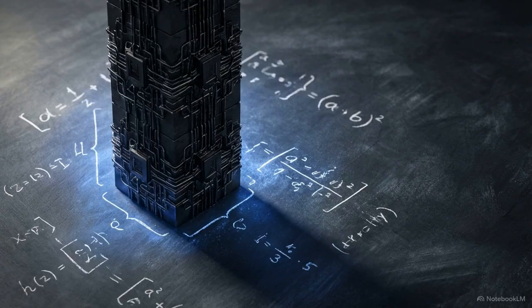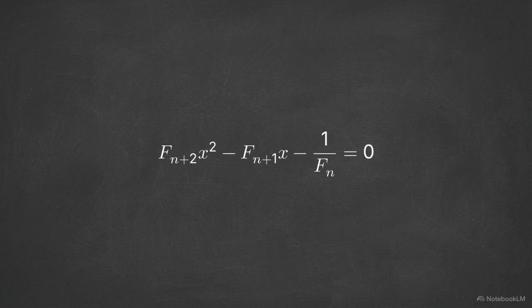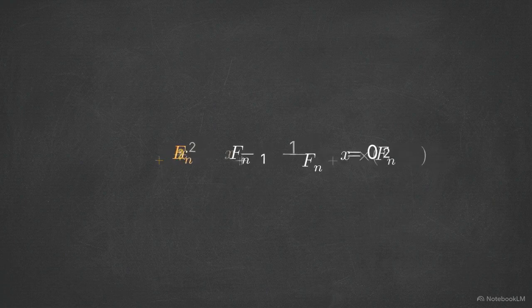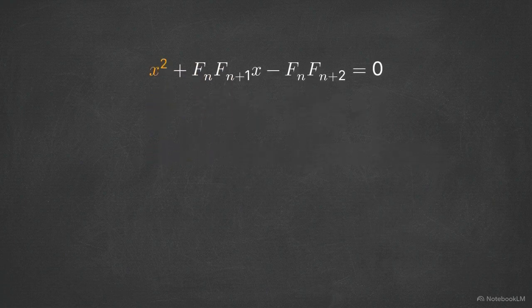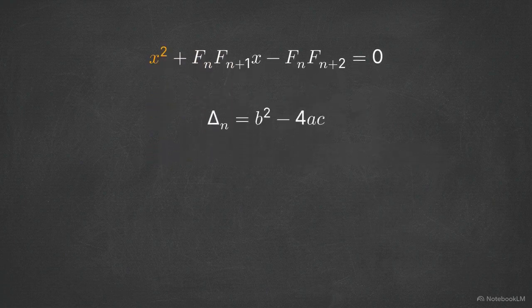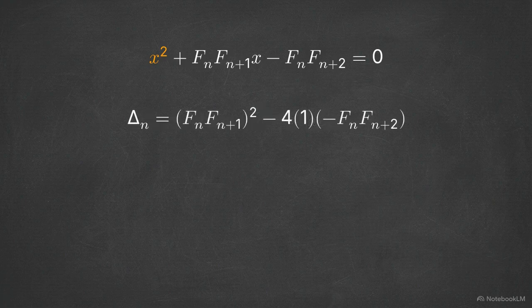We begin with the first component of our proof, the left pillar. Our focus here is on manipulating the original quadratic equation. To isolate the core properties of this family, we need to convert it into a monic equation, a polynomial where the leading coefficient is exactly 1. We achieve this by multiplying the entire equation by the term x squared times fn. With a leading coefficient of 1, we can now calculate the formal discriminant of this new monic quadratic.